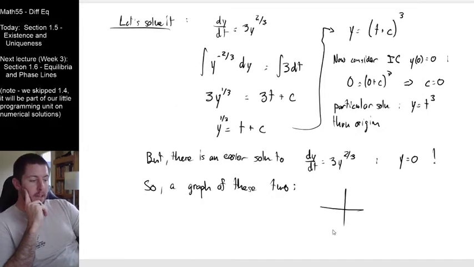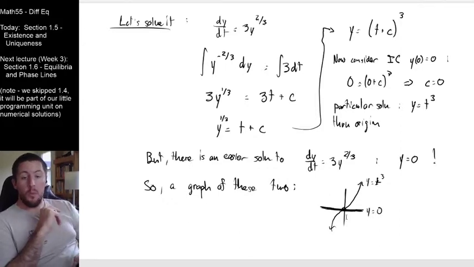So it seems like we get both a cubic and we get the horizontal y equals 0 solution as well, right? Two solutions that both pass through t cubed and y equals 0. So here, we did not get uniqueness of solutions at 0, 0, and in fact, there were two. We had two solutions that intersected at 0.